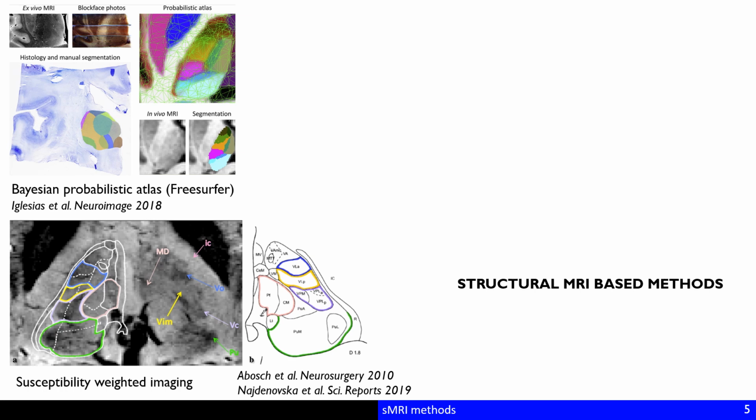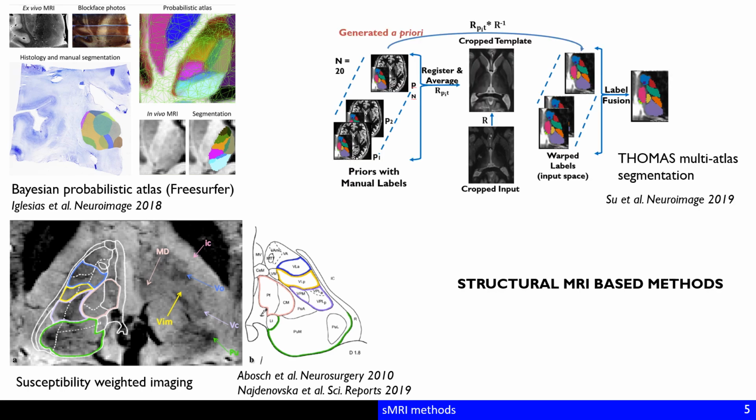On the lower side, you can see another structural-based modality called susceptibility-weighted imaging, which essentially parcellates based on the susceptibility effect exhibited by different nuclei, which are different, presumably due to different ion concentrations. And lastly, on the top right is a multi-atlas based segmentation, which uses prior manually delineated atlases to segment white matter null MP-RAGE data, which is slightly different from standard MP-RAGE data.